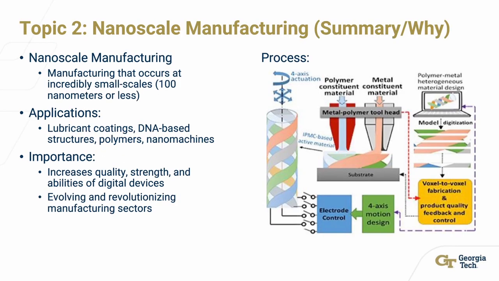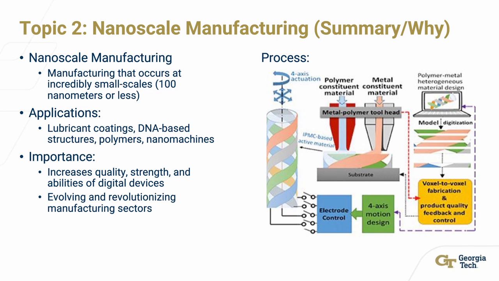Topic 2 was nanoscale manufacturing. This was something that I found really, really interesting, where essentially it's manufacturing that occurs at incredibly small scales, so 100 nanometers or less. And I think human hair is about 100,000 nanometers. So incredibly small manufacturing that you can use for essentially lubricant coatings, DNA-based structures, polymers, and nanomachines. You can see the infographic on the right basically on how it works.